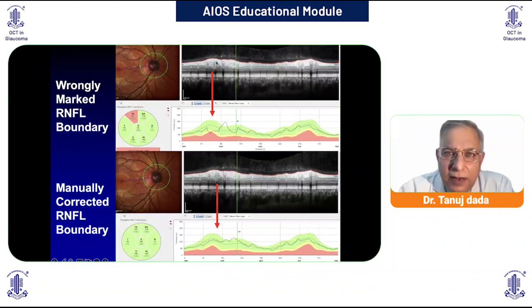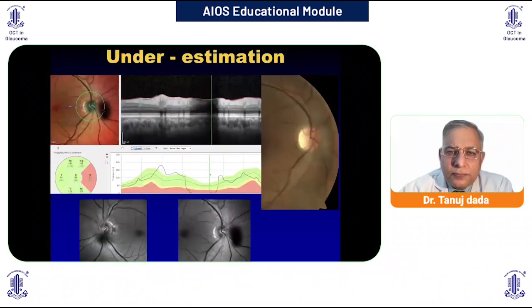So once you identify this, you ask the operator to correctly mark the retinal nerve fiber layer. Now, it's a completely healthy retinal nerve fiber layer. So there can be wrongly marked RNFL boundary by the automated software of the OCT. You have to identify this before you interpret the OCT, correct it manually, and then only you start interpreting whether OCT is normal or abnormal.